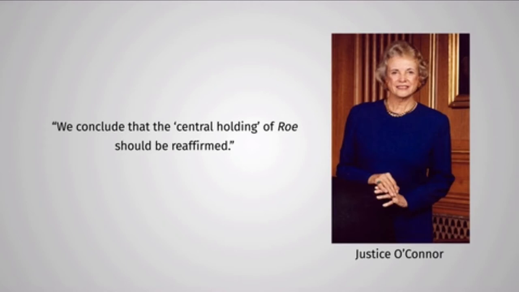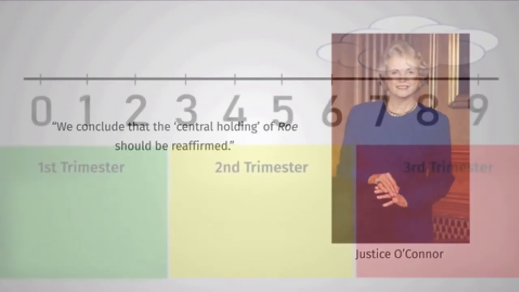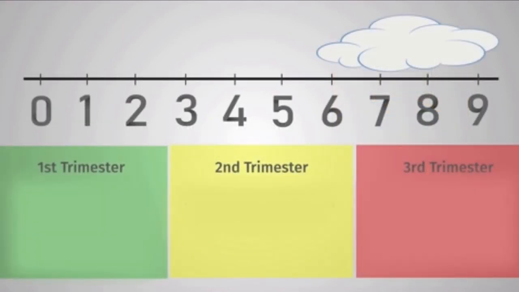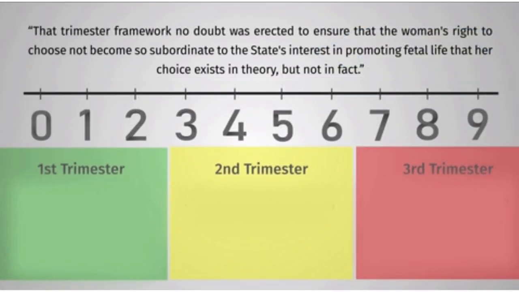First, the Casey plurality abandoned Roe's trimester framework. So, Roe established a trimester framework to govern abortion regulations, and this trimester framework, no doubt, was erected to ensure that the woman's right to choose would not become so subordinate to the state's interest in promoting fetal life that her choice would exist in theory but not in fact. Now, a framework of this rigidity was found to be unnecessary, and in its later interpretation sometimes contradicted the state's permissible exercise of its powers.